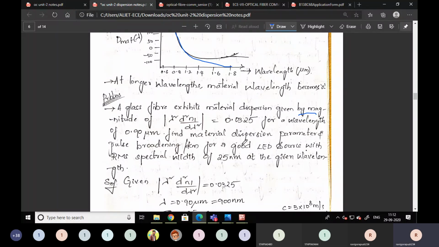These two values he has given. Find material dispersion parameter and pulse broadening per kilometer for a good LED source with RMS spectral width of 25 nanometer at the given wavelength.